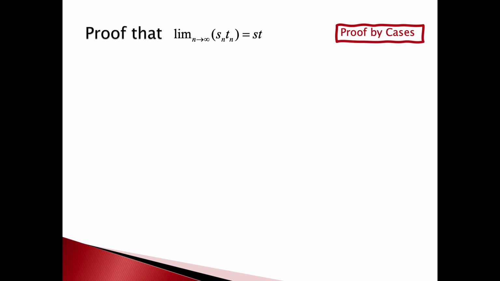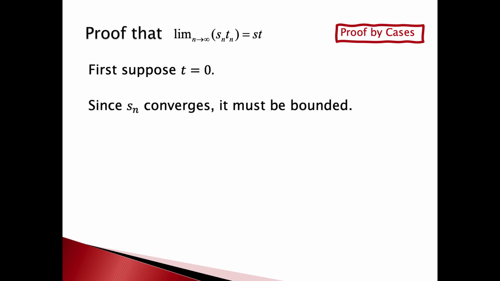So first possibility, what if the T were 0? So the Tn's sequence is converging to 0. Okay? So that means the limit of Sn times Tn should be S times 0. So I should get 0 out of this.